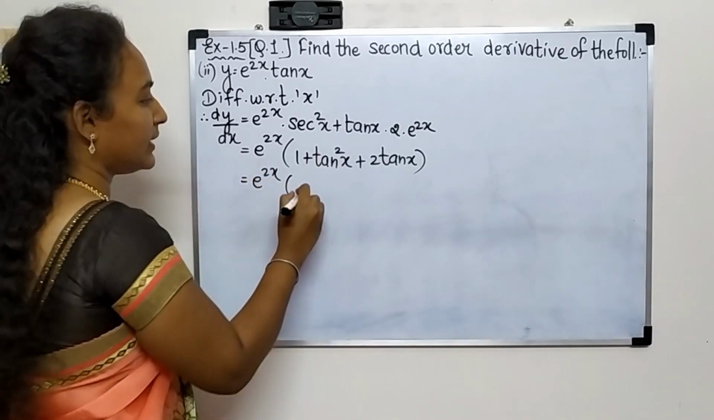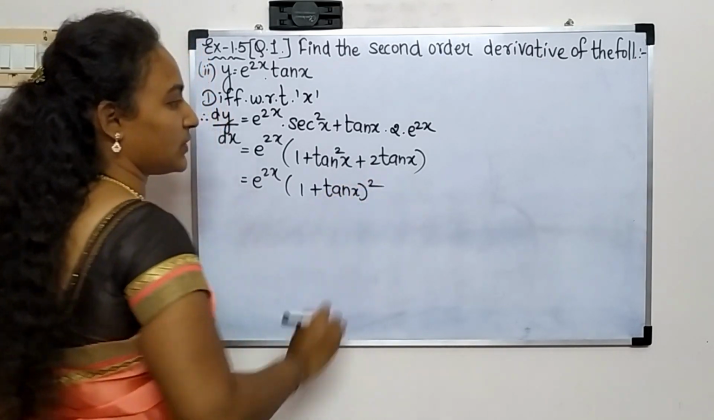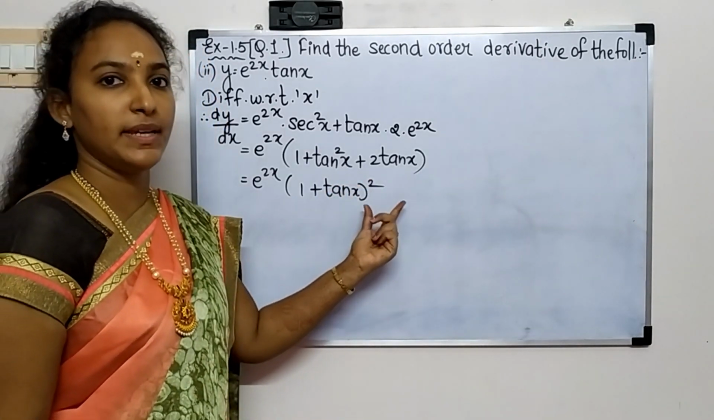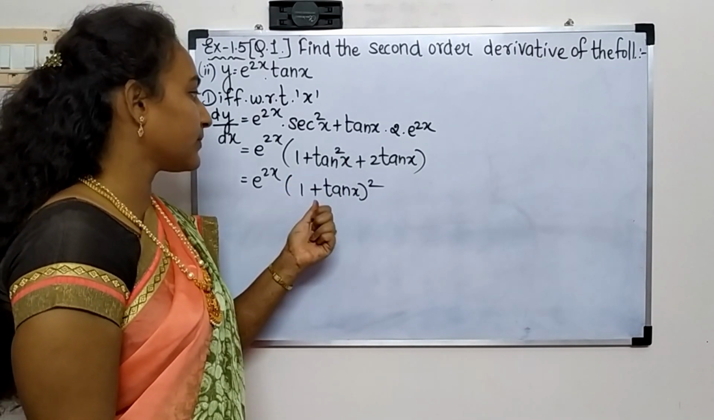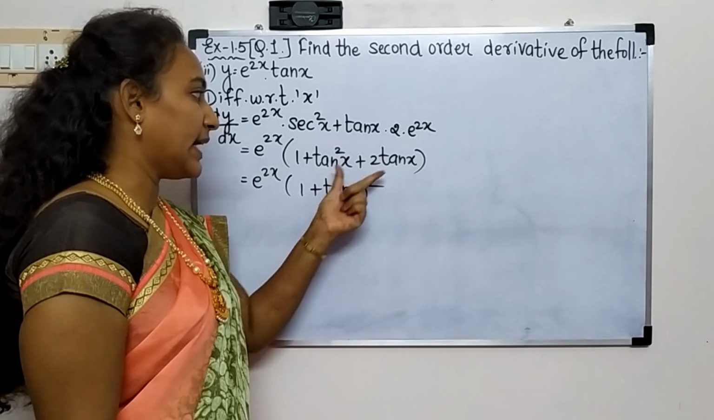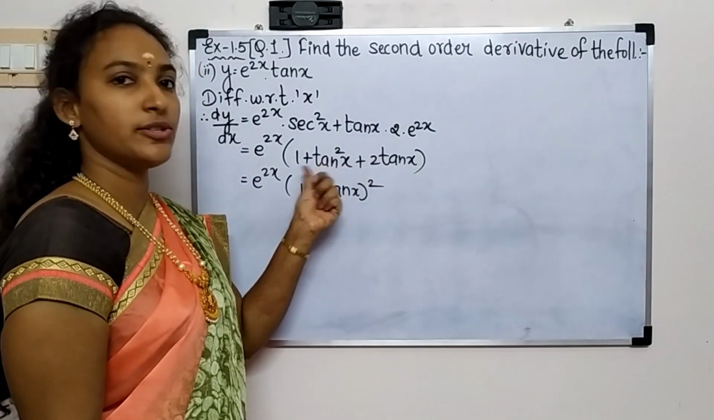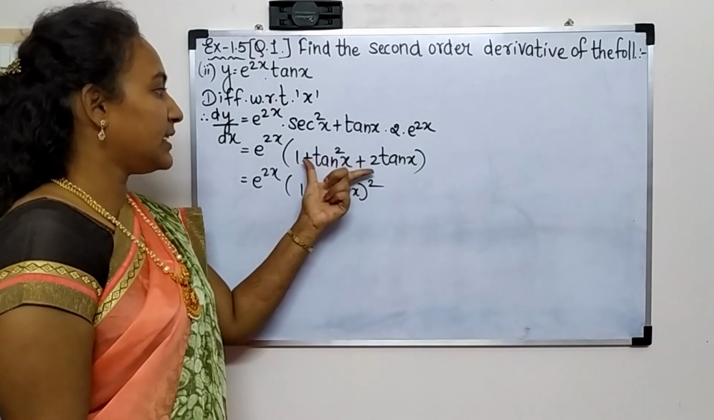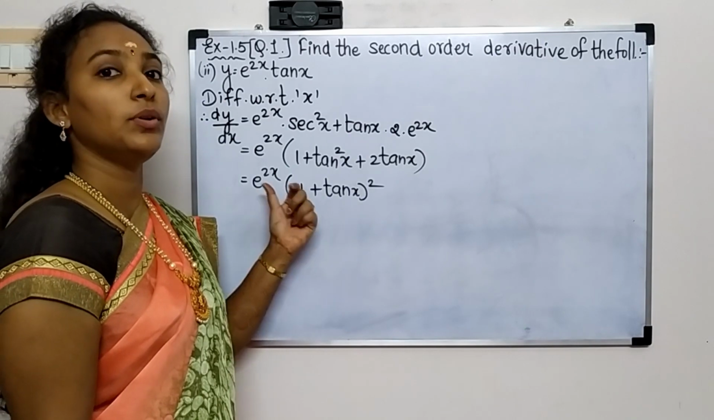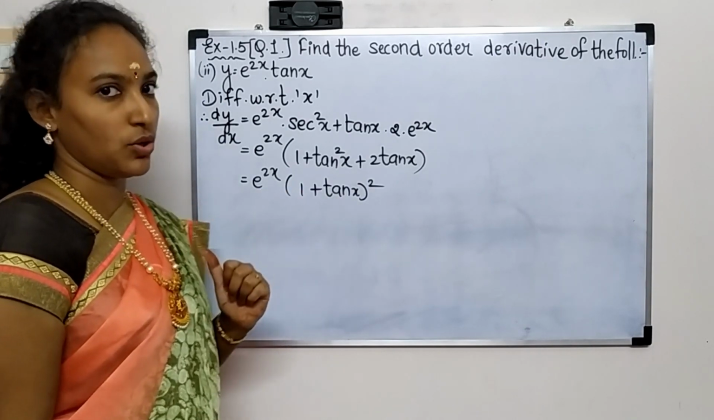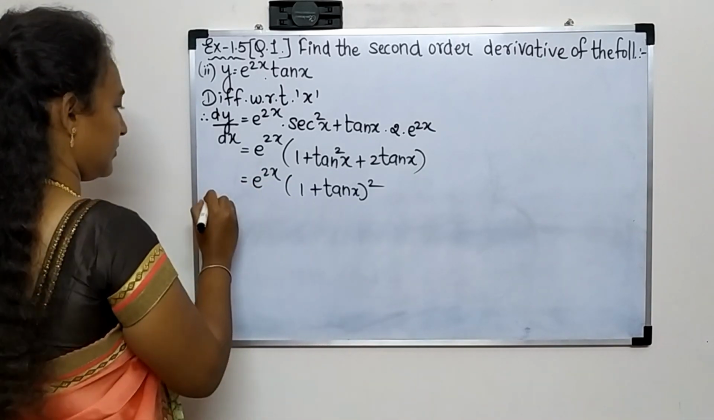This can be converted into 1 plus tan x the whole square. That is our a plus b the whole square formula. A square, that is 1 square is 1, 2ab, that is 2 tan x we have, and b square, that is tan square x, that also we have. So this 1 plus tan square x plus 2 tan x can be converted into 1 plus tan x the whole square. Now we have to differentiate it once again.